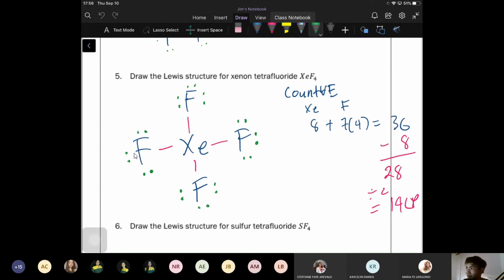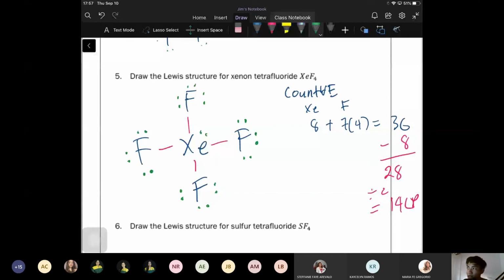So, I started distributing lone pairs to my fluorine atoms. Bilangin ko kung ilan na nagamit ko. 1, 2, 3, 6, 9, 12. May dalawa pa akong sobra. So, saan ko ilalagay yung dalawang sobrang lone pair? Sa central na, no? So, kay xenon. Dito na lang. Pwede yan, no?